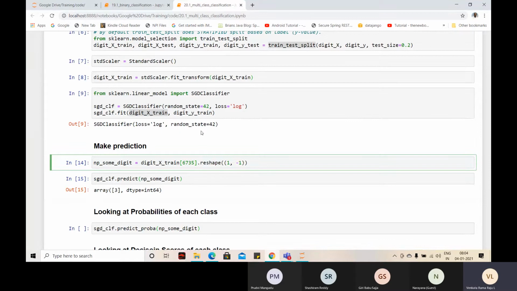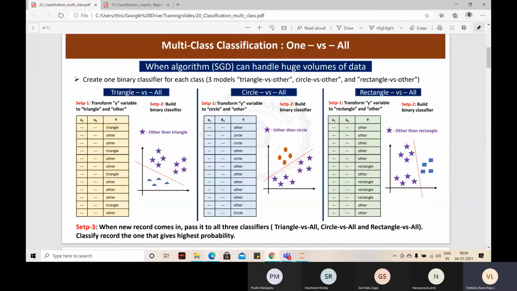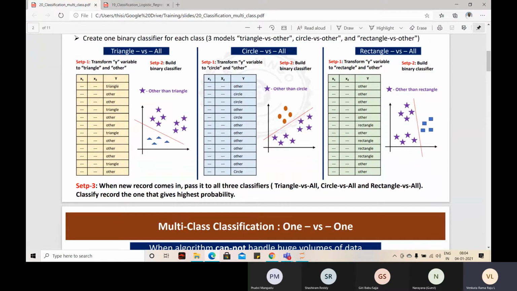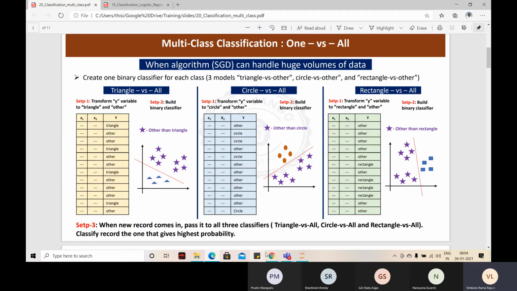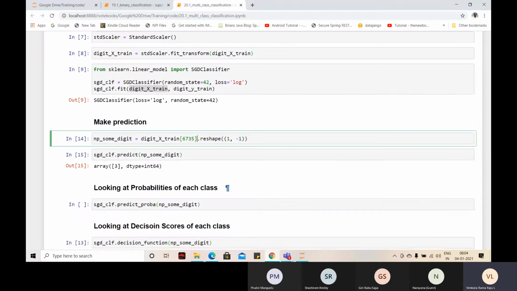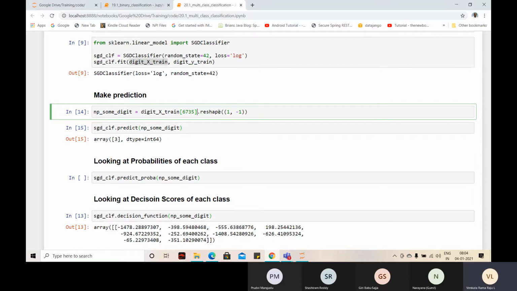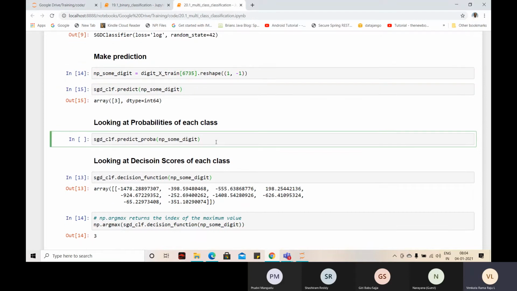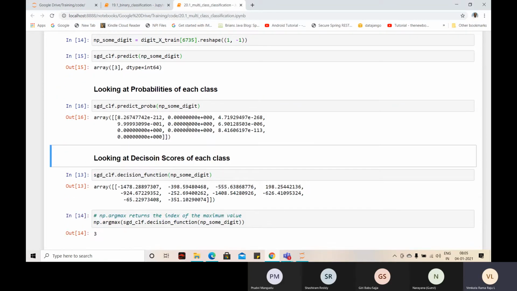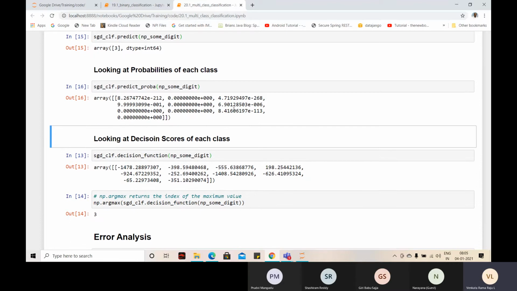So that's about how to build a model. But if you come here, this is how it is actually doing it. When a new record comes in, it passes it to all the classifiers, and then sees which probability is high. So if you look at the code here, I tried to simulate that a little bit. predict_proba is going to give you 10 probabilities. Out of these 10 probabilities, which one is high?